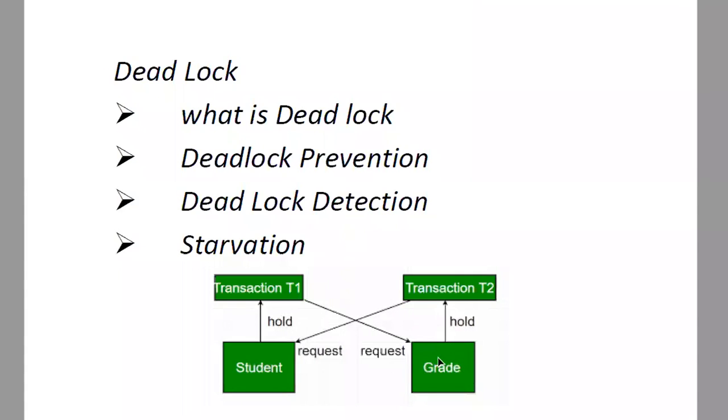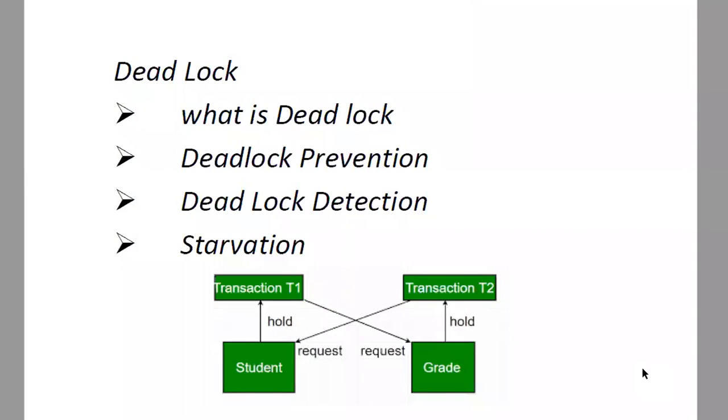To complete transaction T2, it requires the student data, and to complete transaction T1, it requires the grade data. Both data items are held by two different transactions, and both data items are requested by the same two different transactions. If this type of condition occurs, then you can call it a deadlock.